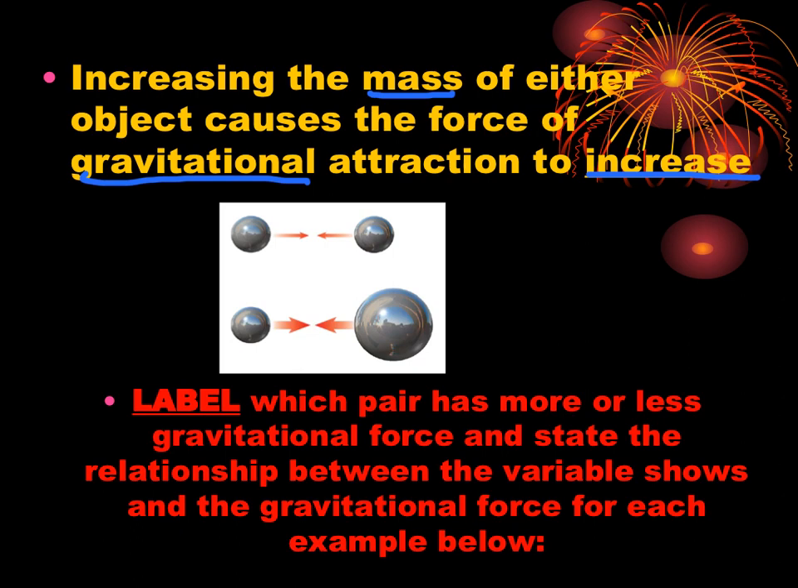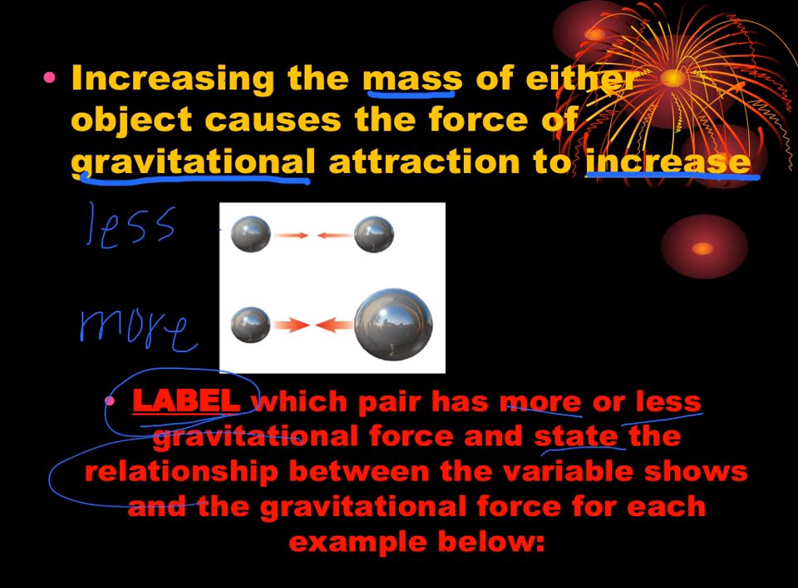So on the right hand side here, it does ask you to label which pair between the two would have more or less gravitational force. So we know if mass increases, gravity increases, so I'd label this one here as more, this one here is less, and also state the relationship between the variable and gravity. So the variable here is obviously mass. How does mass affect gravity? Put it into your own words next to that picture there. And make sure you go back and do the same thing for the distance picture.